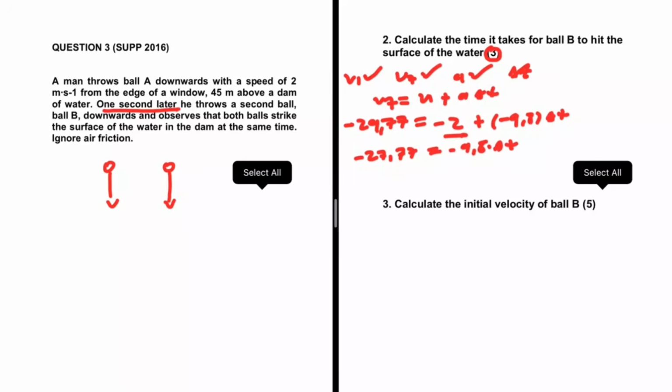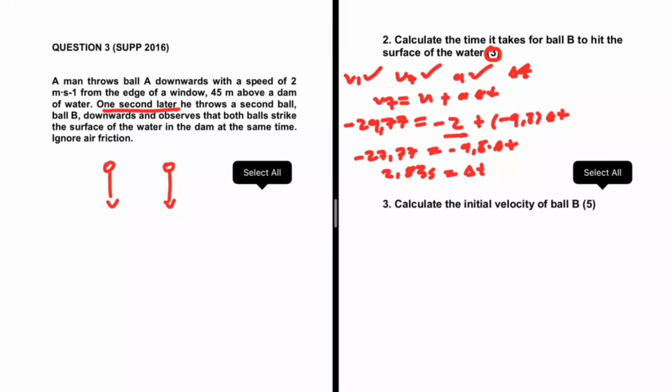So now it's just a matter of dividing both sides by 9.8. If we divide both sides by minus 9.8, we're going to get 2.83 seconds equals delta T. It takes ball A 2.83 seconds to hit the surface of the water, and ball A and ball B strike the ground at the same time. The only difference is that ball B is thrown 1 second later.